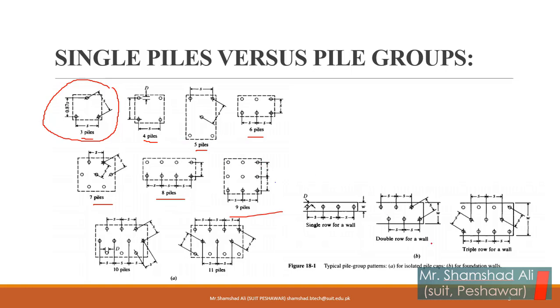And the second picture, B, is for a foundation wall. If you want to make a foundation wall, then you have to make such a geometry like this one, and like this one. But as we have learned, the geometry of the piles will depend upon the given problem, the given load, the properties of the soil, and the properties of the load.